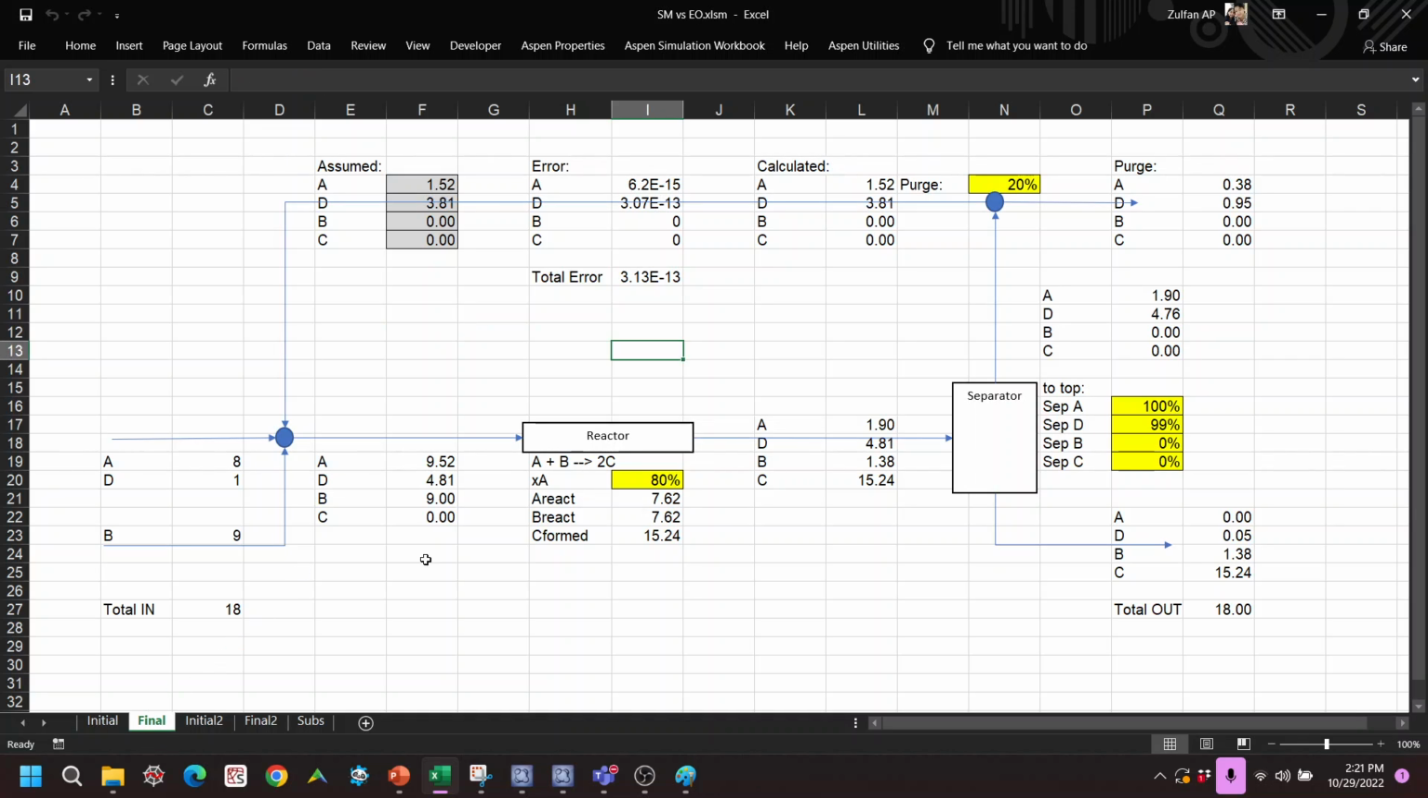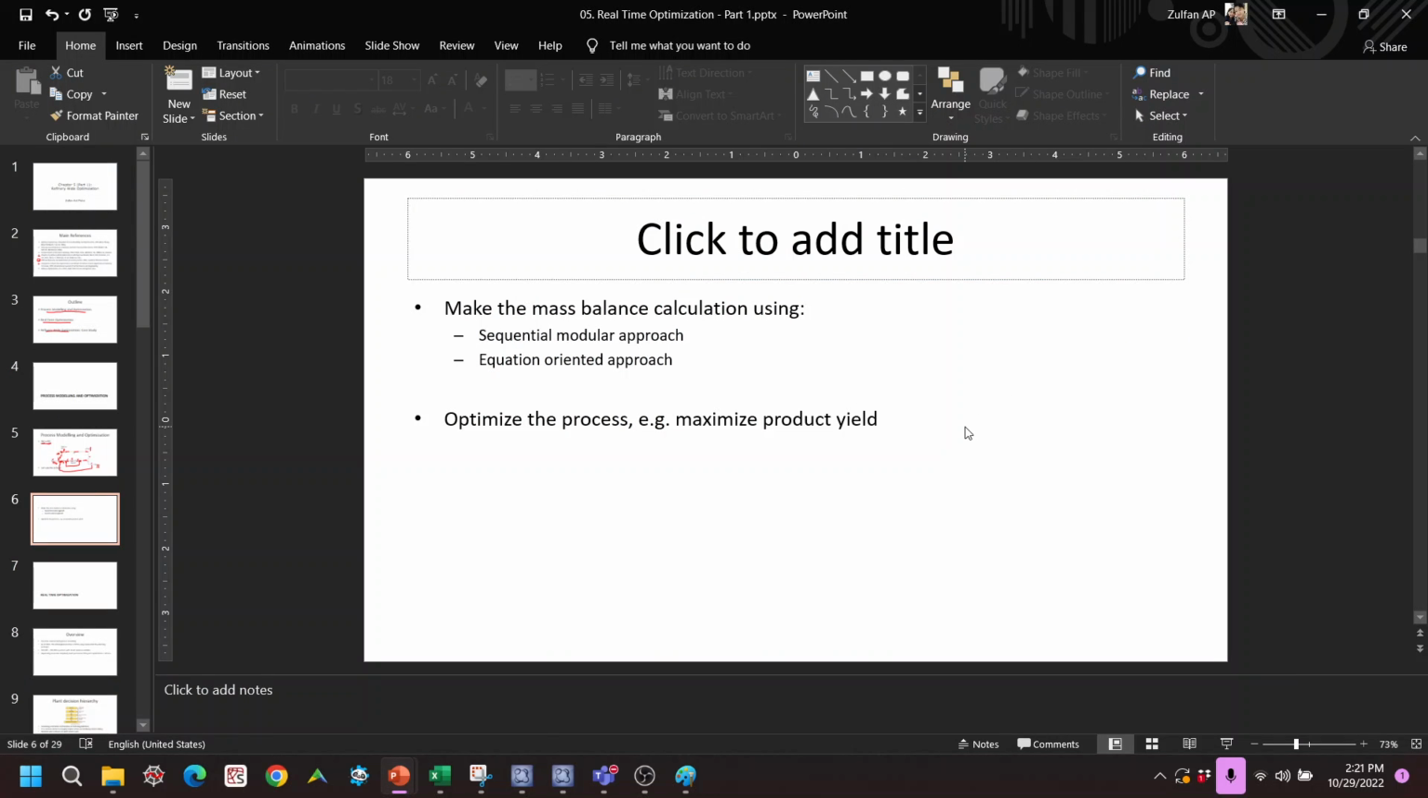Then the way I solve this is using that equation oriented approach, right? So you can have a feeling now that sequential modular will have a problem if it's a small problem, or if it's a bigger plant, it will have bigger problems to solve compared to the equation oriented.